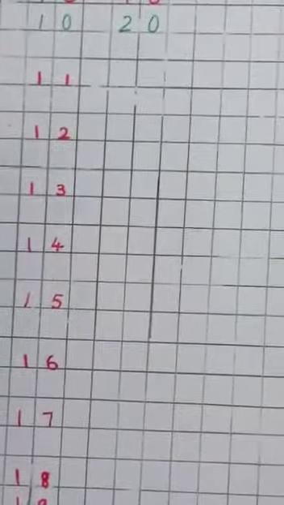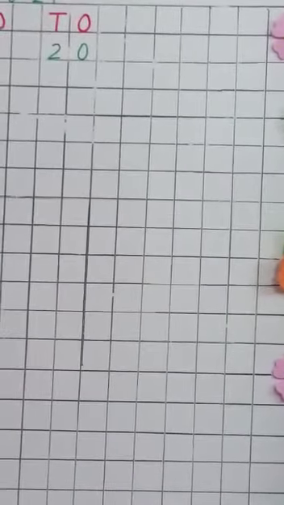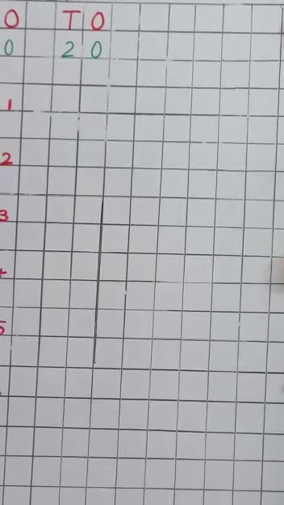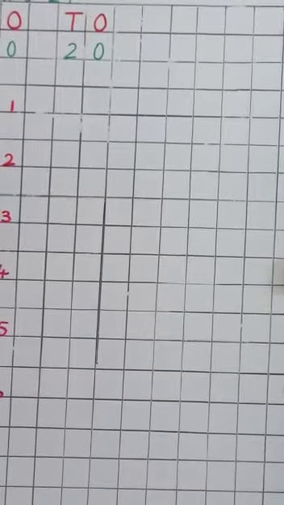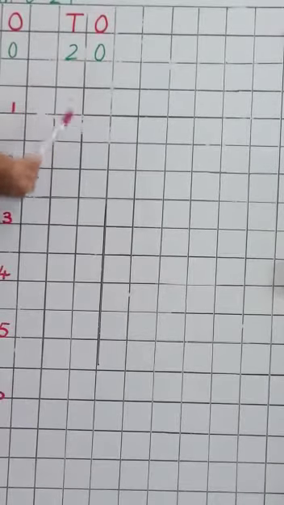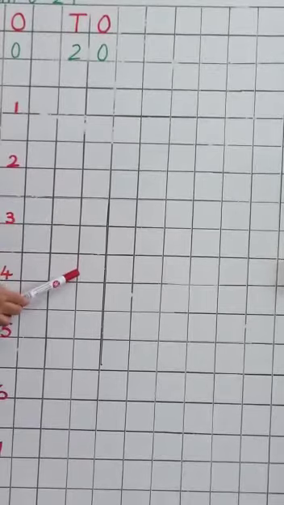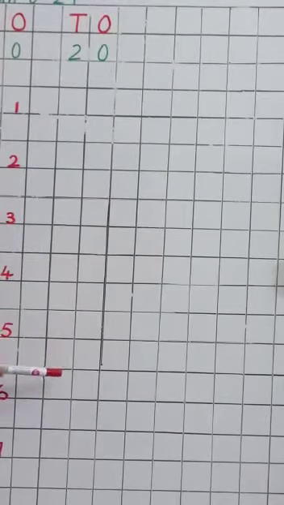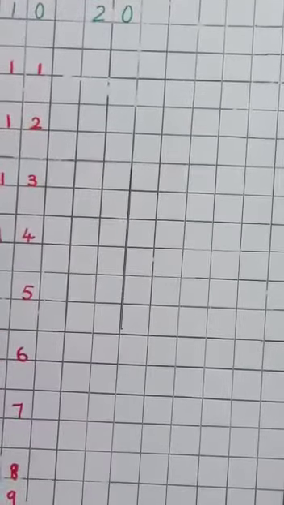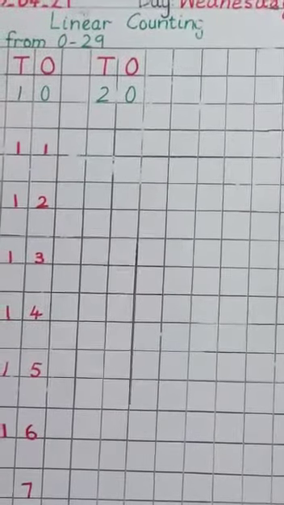Okay, now let's come to this last line. Okay, this is the family of 20. And you all know the family of 20? Let's just do it orally and then you can do it yourself. Okay, 20 and 1 makes 21. The next would be 22, 23, 24, 25, 26, 27, 28 and 29, and that is where you stop because we have to write from 0 to 29.